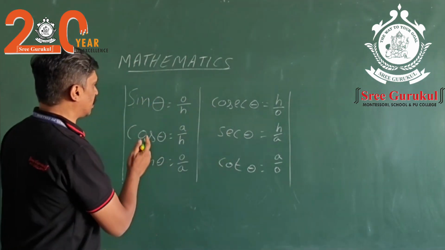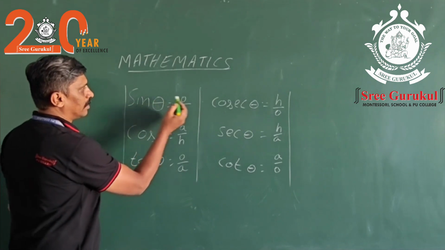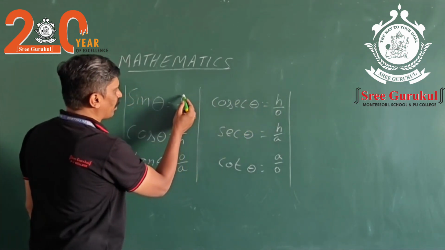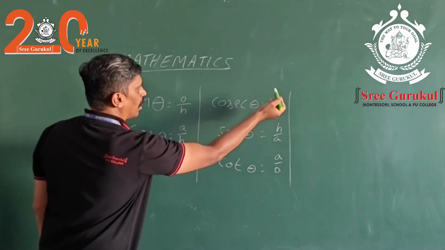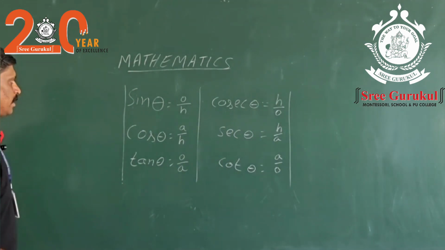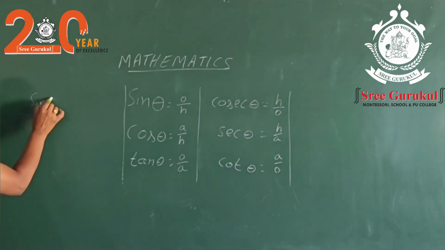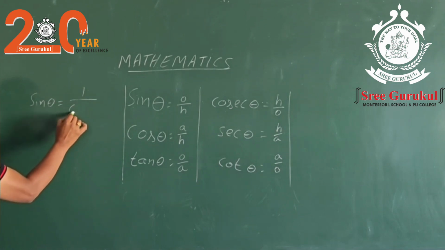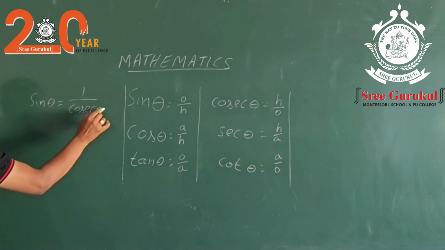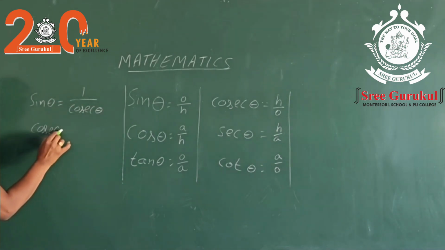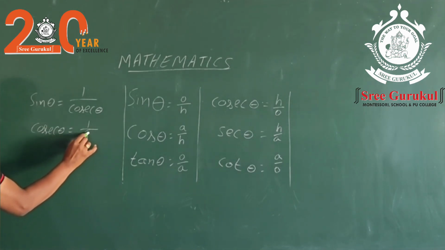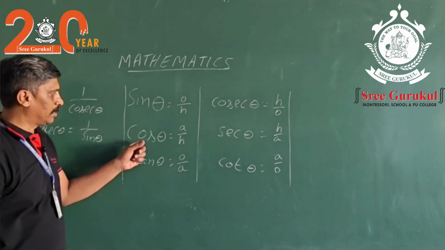Next, after this, just observe sine and next, cosecant. Both have what? Reciprocals. Opposite by hypotenuse, hypotenuse by opposite. Then sine theta, the reciprocal form is 1 by cosec theta. Similarly, cosec theta is equal to 1 by sine theta. Similarly, cos theta.